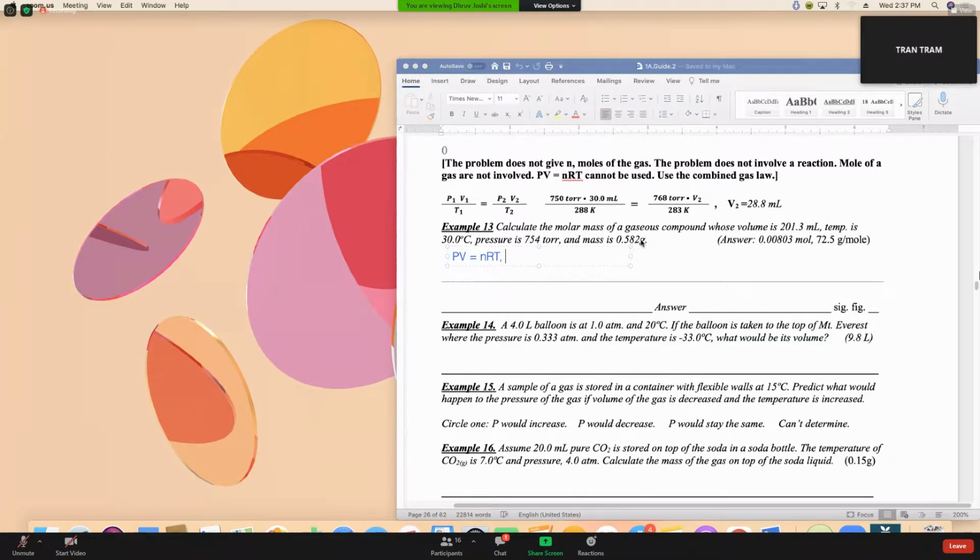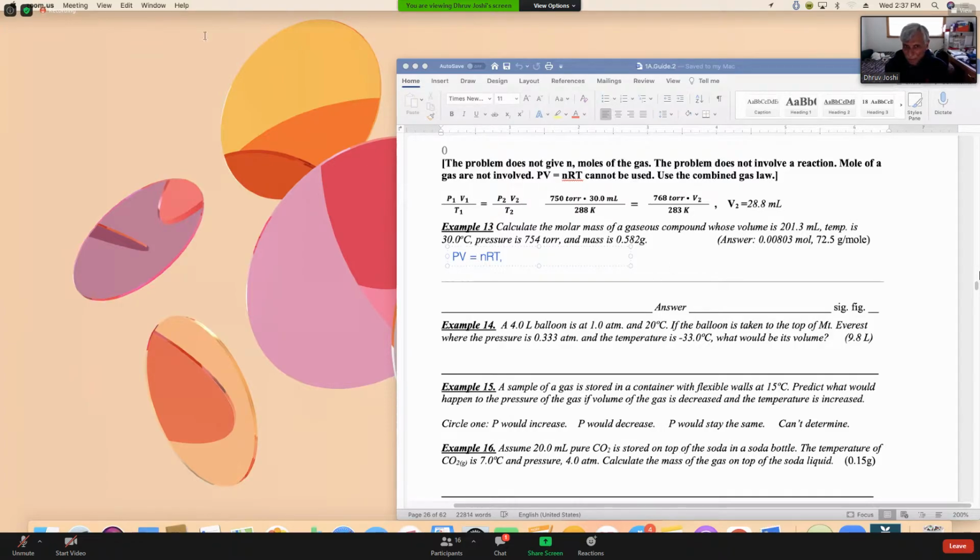I have a question. How do you know when to use the ideal gas law and the combined gas law? Exactly. That is the most important question. That's the question you are going to ask all the time when there is a gas problem involved. Now here we say calculate the molar mass of a gaseous compound. Molar mass, that means we have to have moles in there, right? So therefore it has to be PV equals nRT.